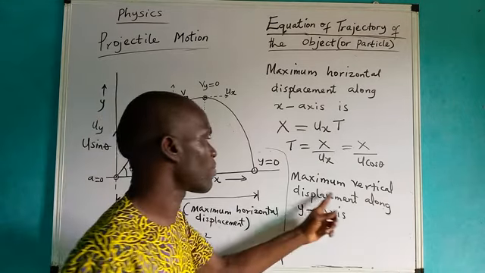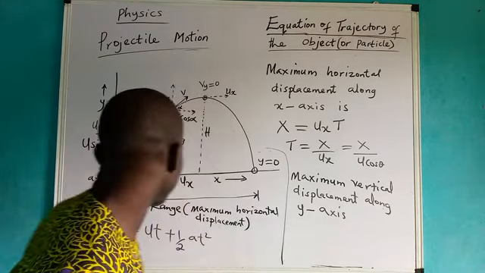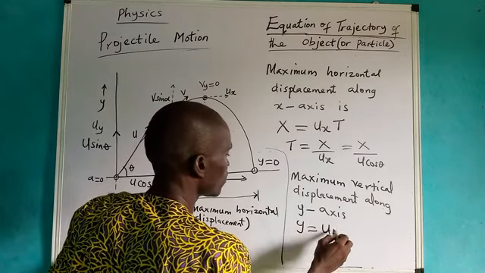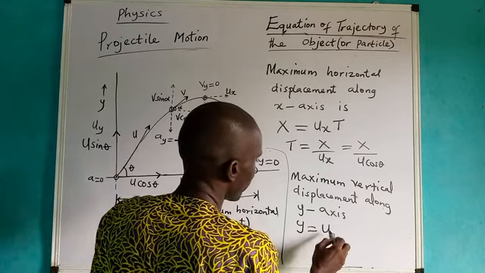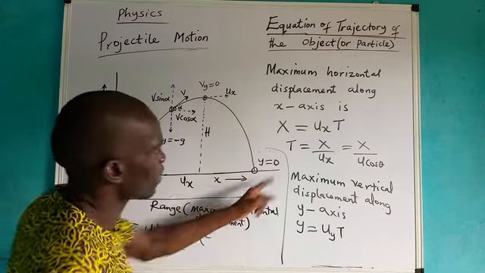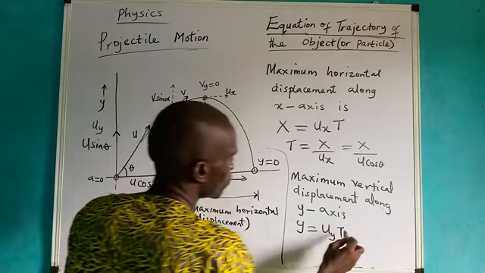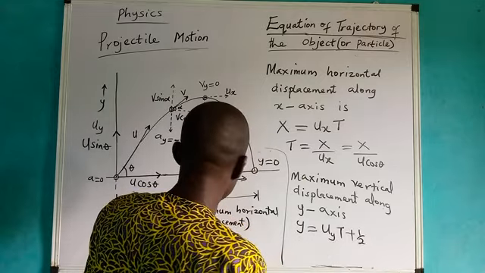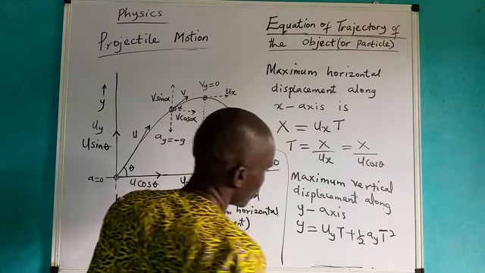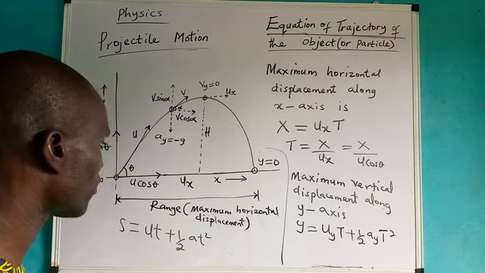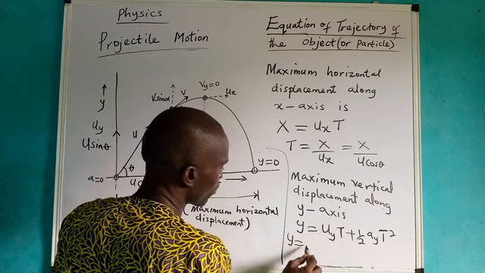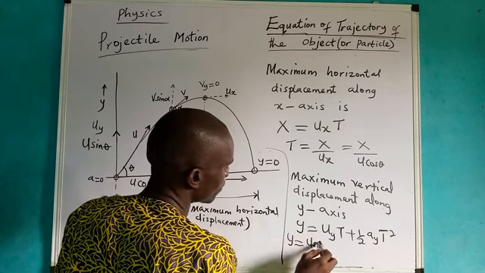Now, since we are dealing with the Y axis, we can change this X to Y. It will become Y equals UY, and this becomes capital letter T, because we are dealing with capital letter T here, plus half AY T squared. Now we can substitute. What is UY? UY is simply U sine theta.